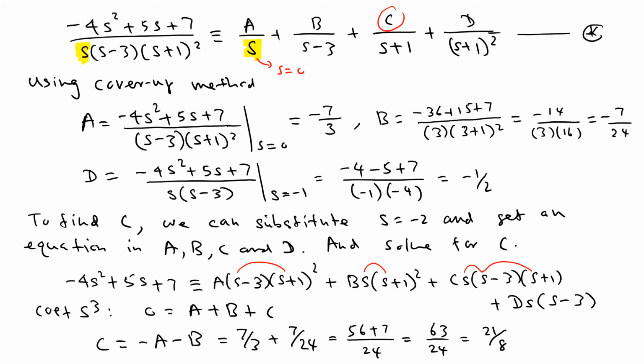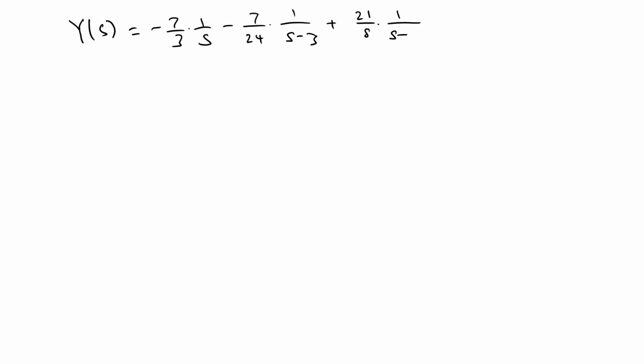Good. So we get that. Now we have all three. Now what we can do is substitute and solve. You can see that none of them are 0. So now your Y(s) is like this. After you substitute, we have Y(s), which is simply -7/3 times 1 over s, and then -7 over 24 times 1 over s minus 3, and then 21 over 8 times 1 over s plus 1, minus 1/2 times 1 over (s plus 1) squared. Okay, that's what you get.